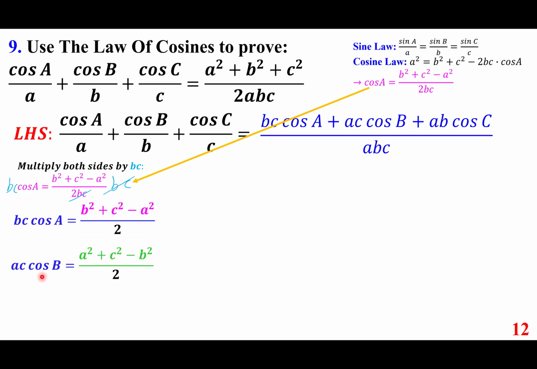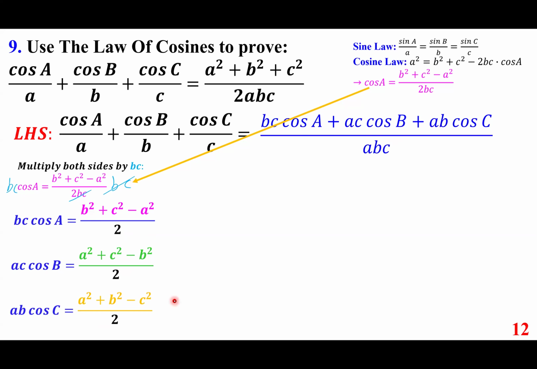So ac cosine B is a squared plus c squared minus b squared over 2. And ab cosine C is a squared plus b squared minus c squared over 2. Okay. Again, this one we proved. The rest of them follow the same manner. So what we are going to do, we are going to replace each one of them by this. So bc cosine A by this, ac cosine B by this, ab cosine C by this.